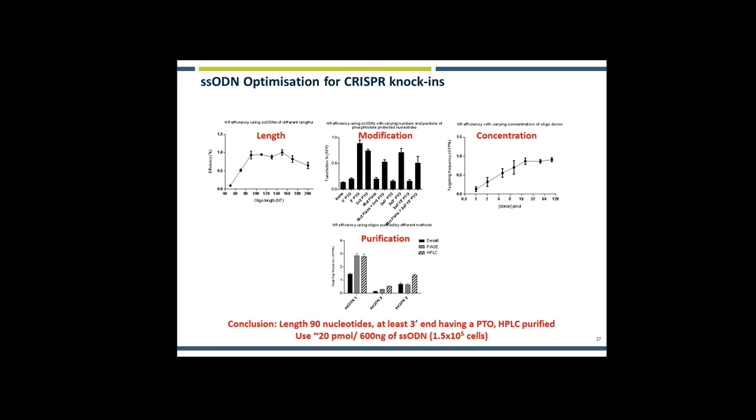I would just caveat these results by saying that these are the optimal parameters for donor design in this test platform. But we do feel that it provides a nice data set to start with for any donor design project, although it may be that optimal parameters will vary from system to system. But in summary, we would start with a 20 nucleotide single-stranded oligo donor with a 3' phosphorothioate modification, HPLC purified at 20 picomolar.